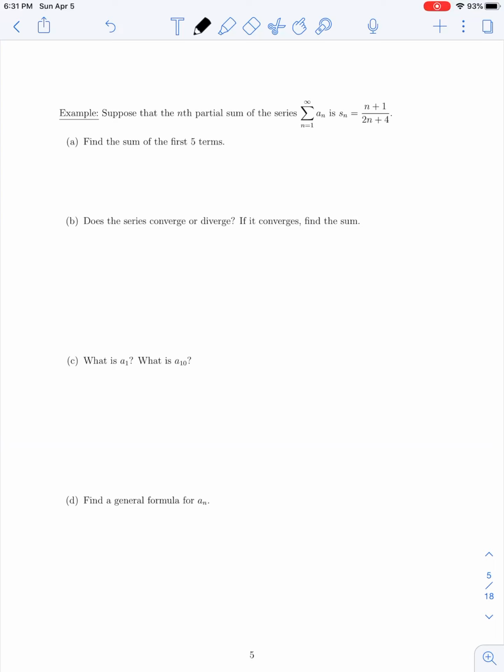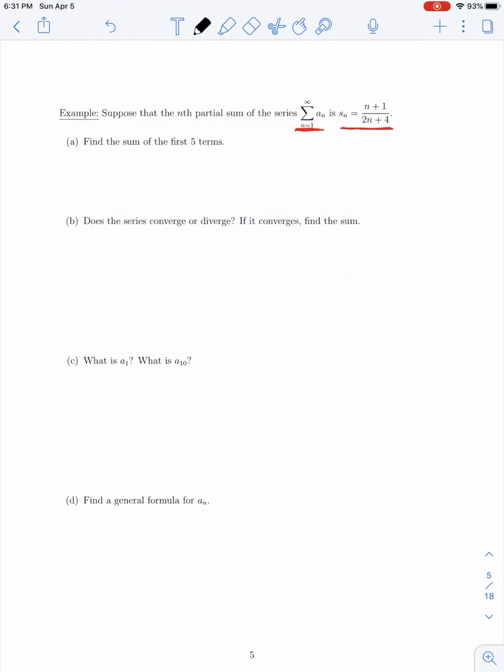So let's look at a problem that's sort of working in the opposite direction. Here we are told to suppose that the nth partial sum of an infinite series from 1 to infinity of terms a sub n is given by S sub n equals (n + 1) over (2n + 4). And we're asked to find, for part A, the sum of the first 5 terms of our series.